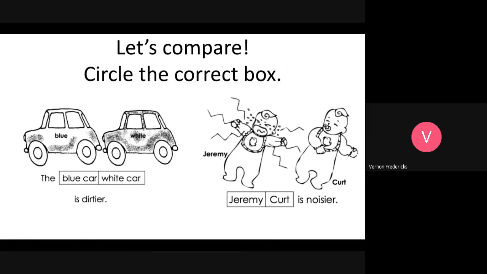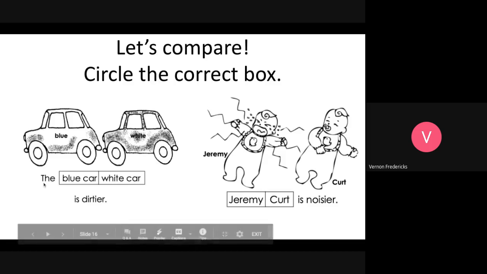Okay, let's compare. Circle the correct box. In the box we have a blue car and a white car. The blue car or the white car is dirtier. Dirtier means not clean. Dirty means to be not clean. The next example, we have Jeremy and Kurt. Noisier, which makes a lot of noise. They cannot keep their mouths closed. They're making a lot of noise. Quickly, students, 30 seconds. Choose the correct answer, please.